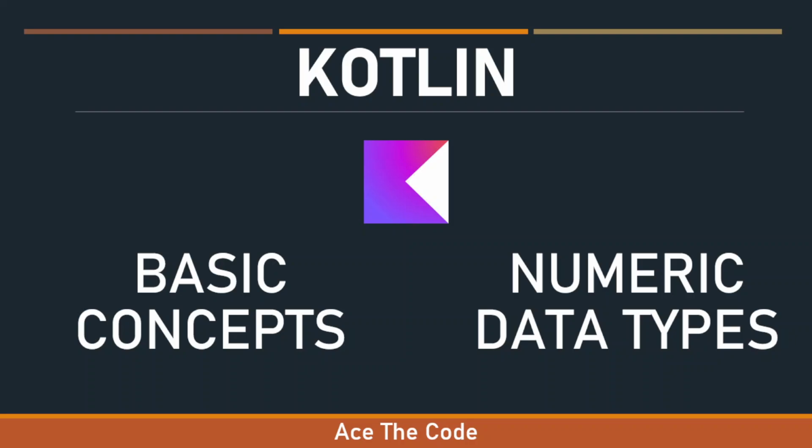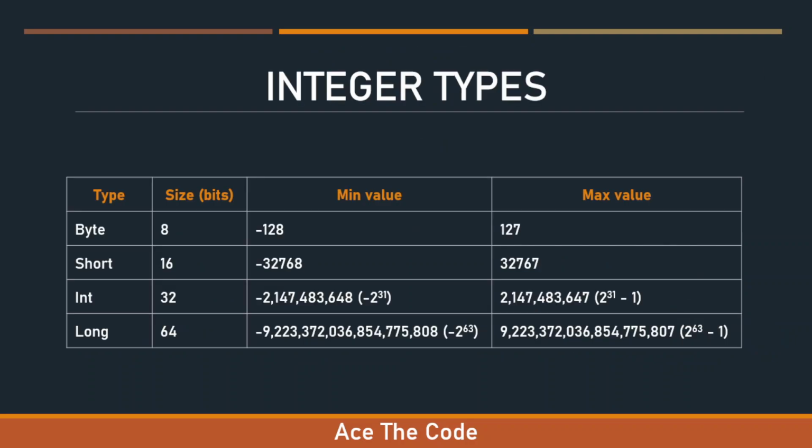In this video, we are going to discuss numeric data types in Kotlin. As discussed in the overview, data types in Kotlin are very similar to those of the Java programming language, and the reason is very simple. Kotlin is also executed on the JVM. For that reason, if we consider integer types, we have exactly the same data types as in Java.